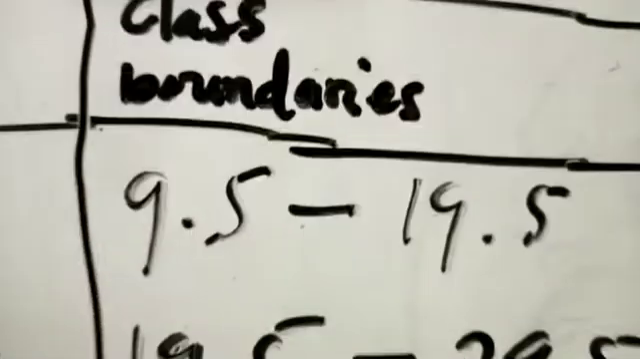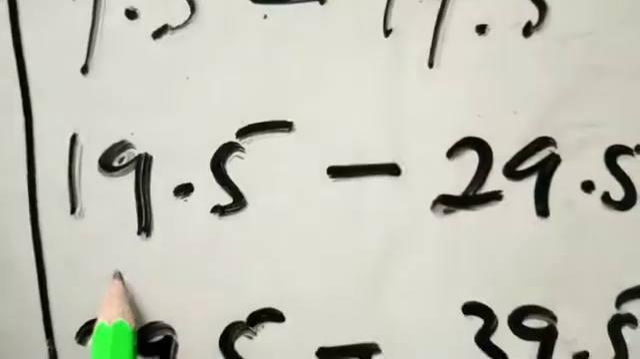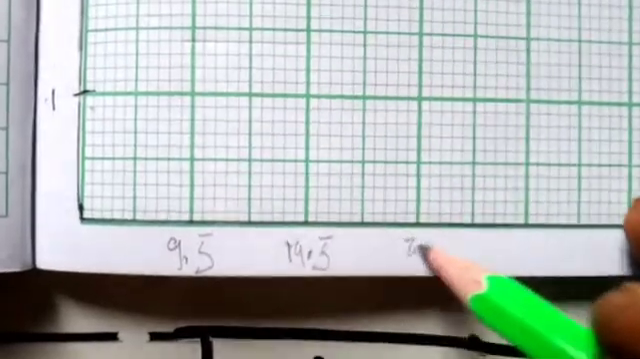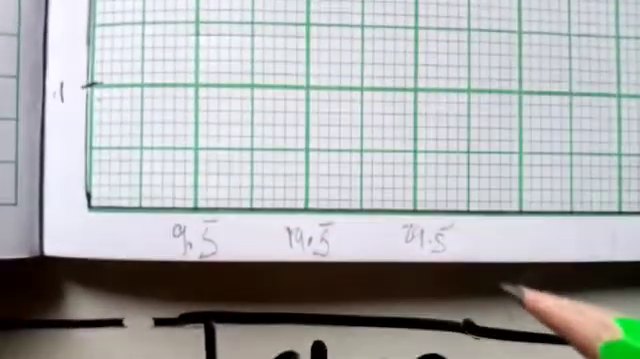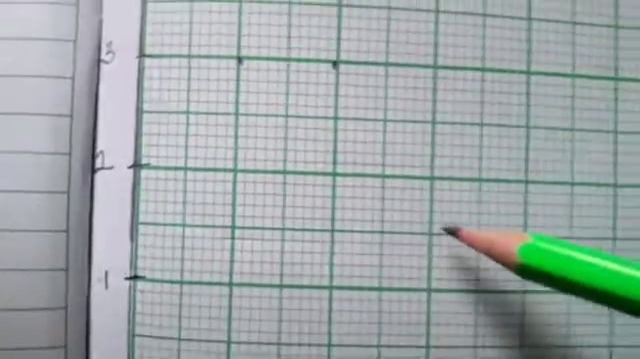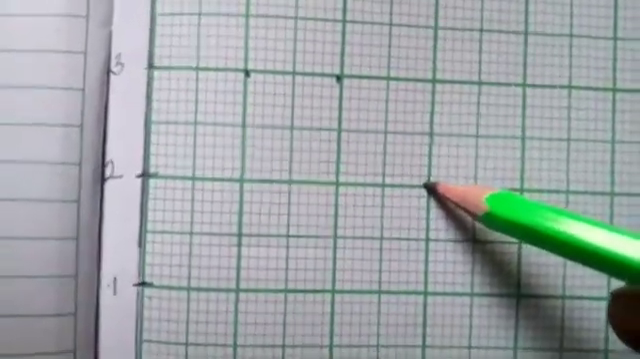And then the next one will be from 19.5 to what? 29.5, right? So the boundary, you already have the 19.5 here, so that is easy. So to 29.5, right? What is the frequency there? That is 2. So from here, 2 is this here, right? So let me draw the bars and then come back and show you exactly what I've done.